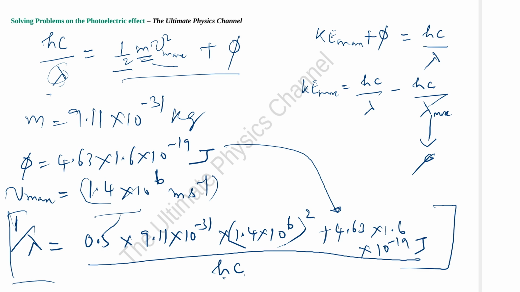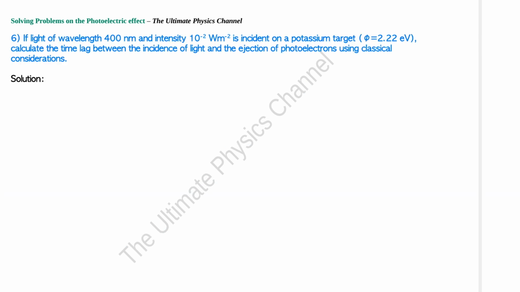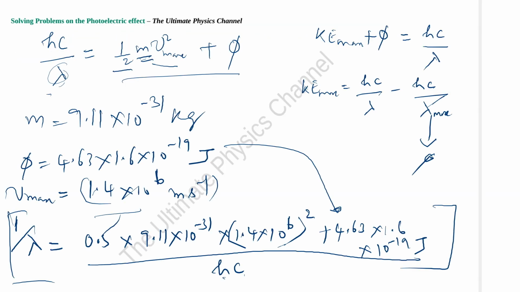So if I do that, let me write the lambda value here, final value. I'm getting 122 nanometers. That is the answer for this.